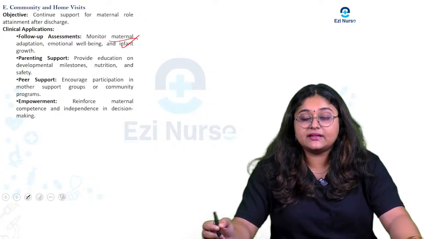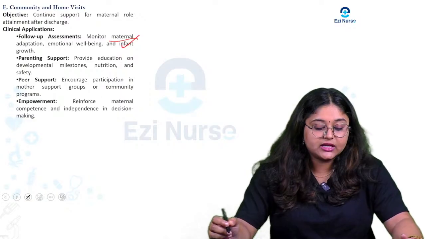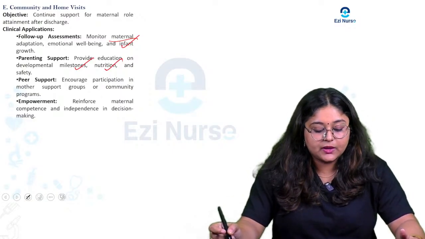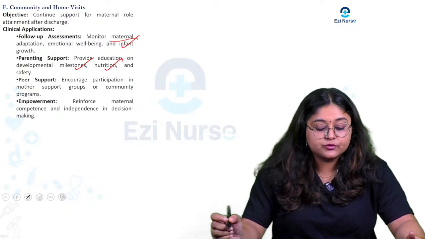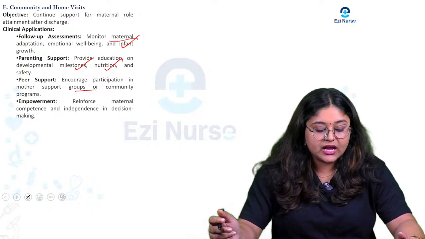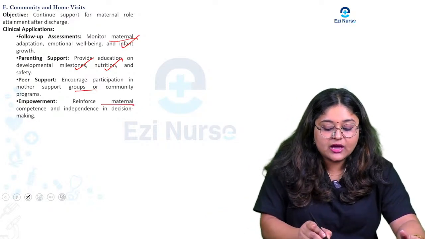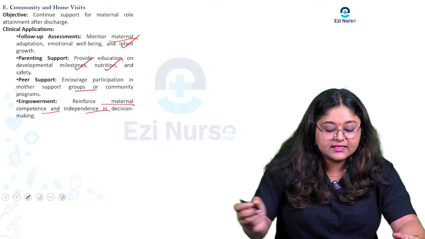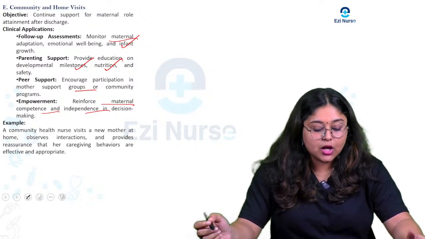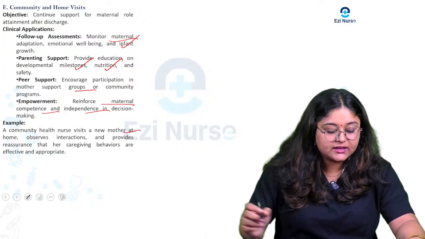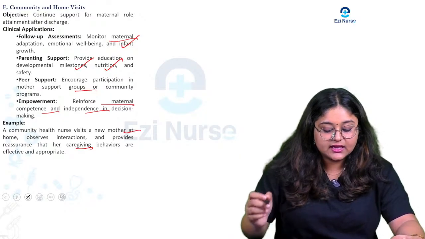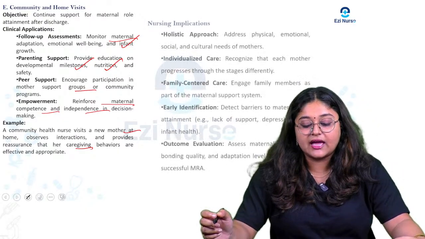Now come to the parenting support. In this we have to provide education on developmental milestones, nutrition, and safety for the baby. Next is peer support. We have to encourage participation in mother support groups or community programs. Now come to empowerment. We have to reinforce maternal competence and independence in the decision-making process. See the example: a community health nurse visits a new mother at home, observes the interactions and provides reassurance that caregiving behavior is effective and appropriate.